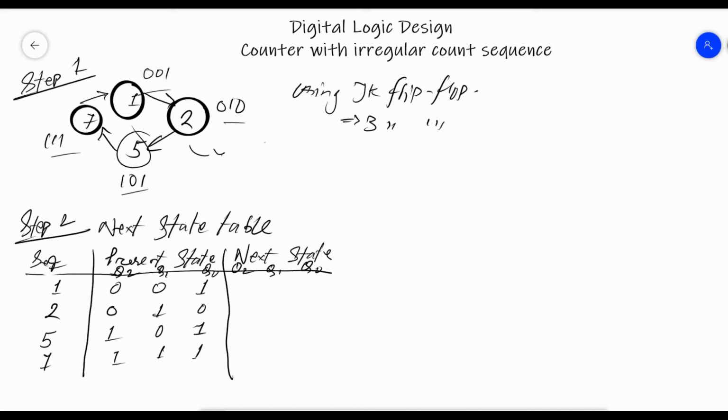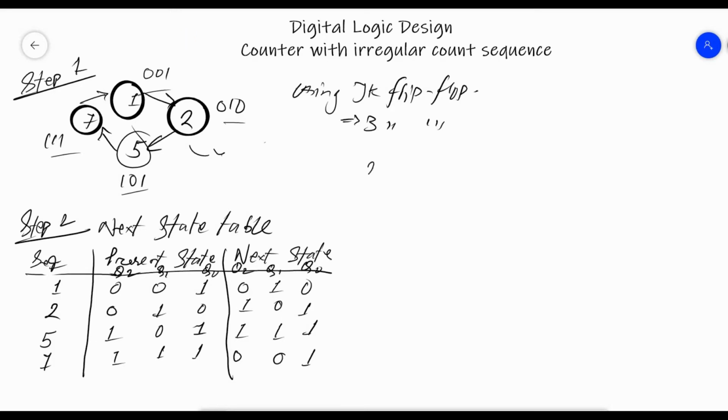And we can see from this table that the next state for 1 is 2, which is 0, 1, 0. So 0, 0, 1's next state is 0, 1, 0. And from 2, the next state is 5, which is 1, 0, 1. Then from 5, the next state is 7, which is 1, 1, 1. And then again 7 moves to its next state, which is 1, and in binary that is 0, 0, 1.